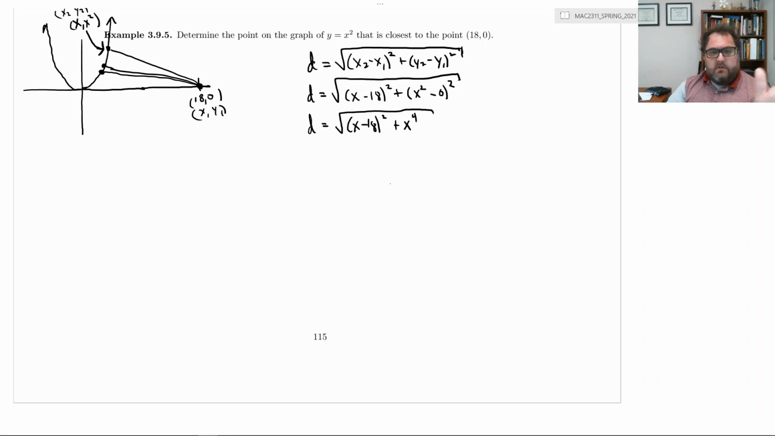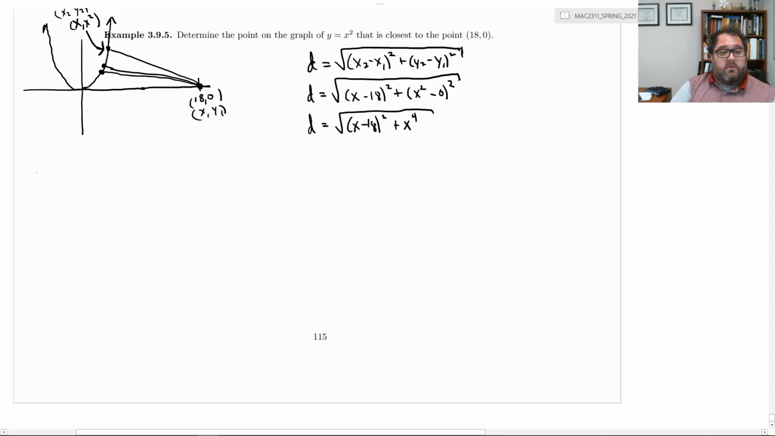Now notice there is no feasible domain besides all real numbers, right? This point, we could move this point over anywhere. I mean, there is no least x value nor greatest x value, so there is no closed interval like we had in previous examples. So we're going to be using our techniques of finding local extrema rather than the global extrema, because we don't have a closed interval. We're just looking at x can be any real number we want it to. Okay? So let's find d prime, the derivative.